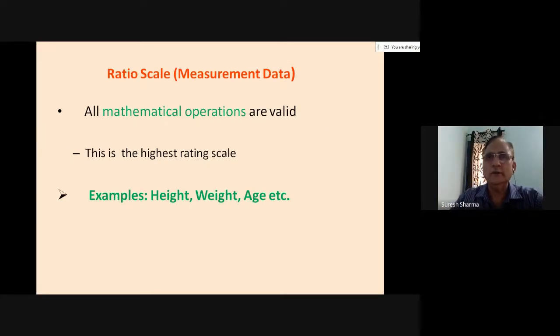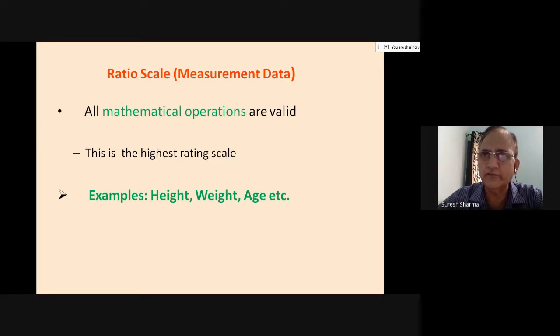And to overcome all such difficulties which are there for the other scales, we come to the highest rating scale, and that is called the ratio scale. All mathematical operations are valid. Means you can divide, you can multiply, you can do anything. For example, let's say one person has a weight of 90 kg.